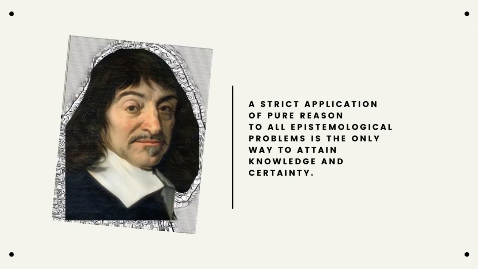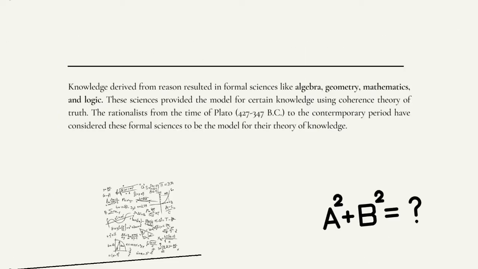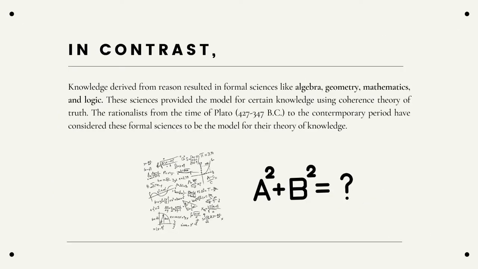According to René Descartes, a strict application of pure reason to all epistemological problems is the only way to attain knowledge and certainty. Moreover, knowledge derived from reason resulted in formal sciences like algebra, geometry, mathematics, and logic. These sciences provided the model for certain knowledge using coherence theory of truth. And that is it for rationalism.